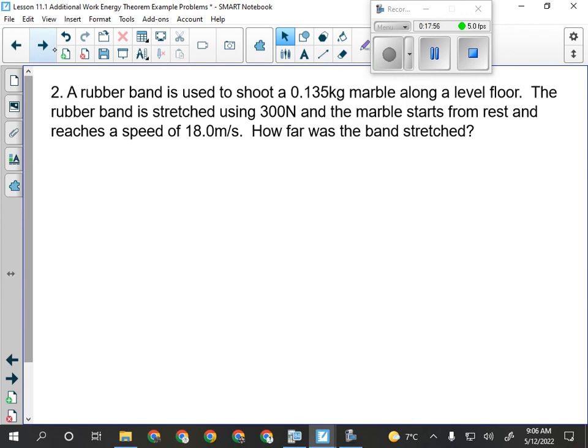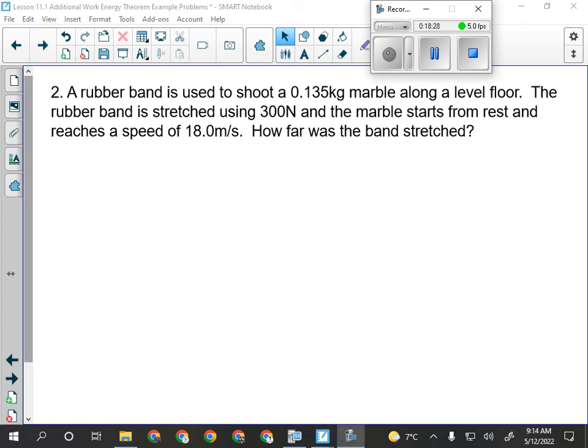Okay. I want you to write this one down and give it a try. Right, so we got a rubber band used to shoot a marble along a level floor. Notice it's not at anyone, okay? Along a level floor. The rubber band is stretched using 300 newtons, and the marble starts from rest and reaches a speed of 18 meters per second. How far was the rubber band stretched? Okay, so another work energy theorem problem. I'll give you a few minutes to try that, okay, and then we'll go through it.